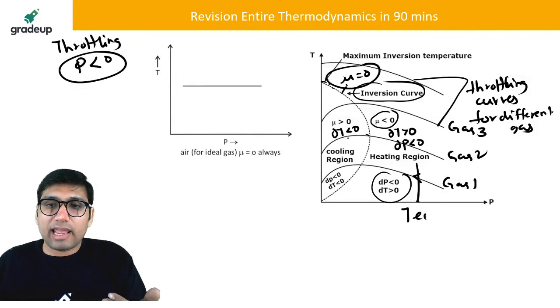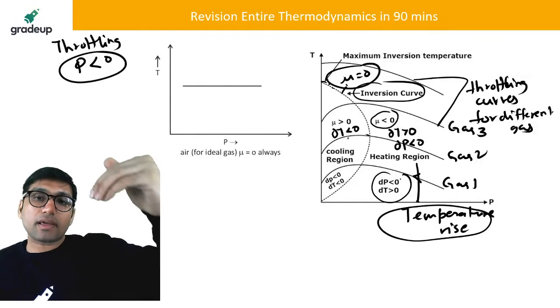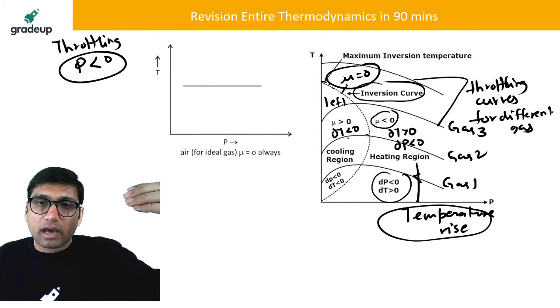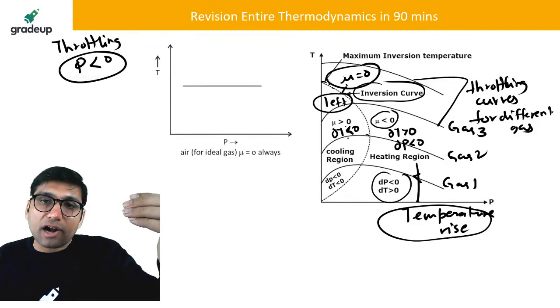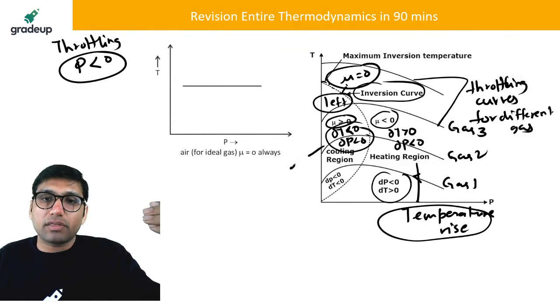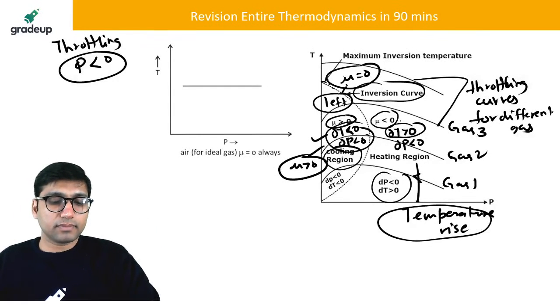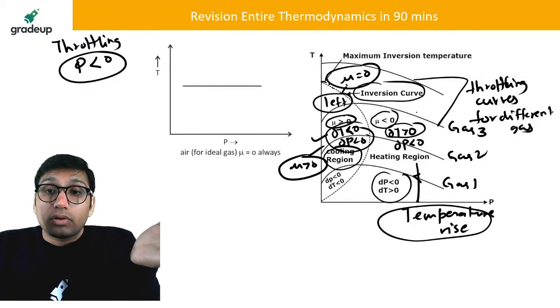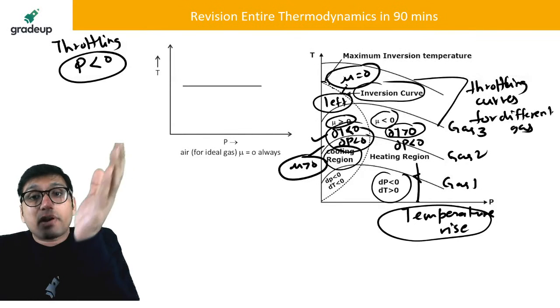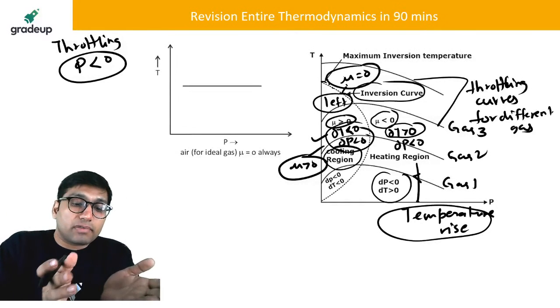In this region, temperature rise will take place, before the inversion curve, on the right side of the inversion curve. On the left side of the inversion curve, or inside it, temperature starts to drop and pressure is also dropping. So the Joule-Thomson coefficient will be positive in this region. This region is called the cooling region because temperature is decreasing, and this region is called the heating region because temperature is increasing. So in the throttling of a real gas, before the inversion curve, on the right side, there will be a heating region, and inside the inversion curve there will be a cooling region.